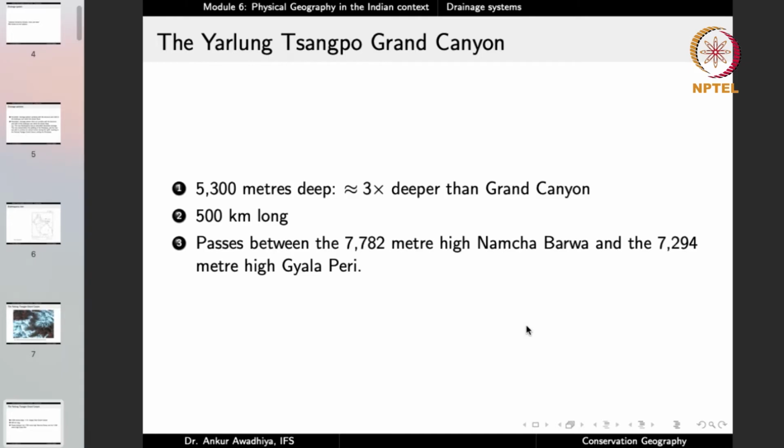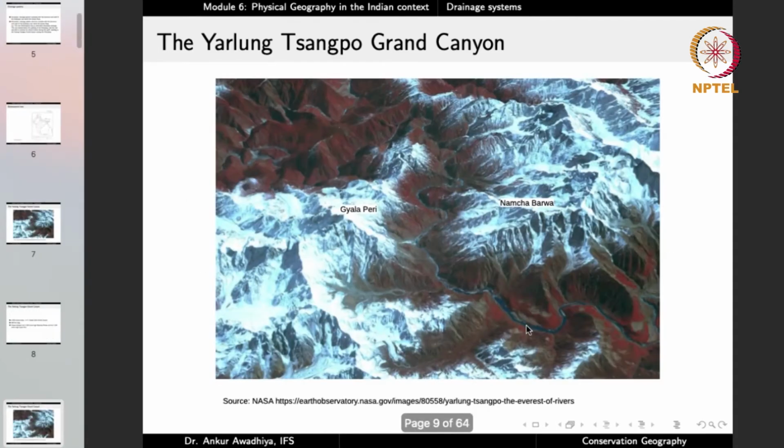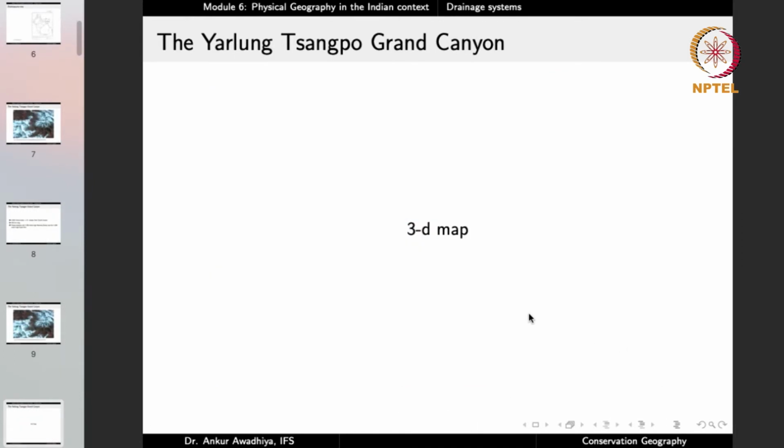The canyon is around 500 kilometers long, and it passes between the 7,782 meter high Namcha Barwa, which is the point where the Himalayas take a southward turn, and the 7,294 meter high Gyalaperi. So these are the two peaks. This is Namcha Barwa, and here we have the Gyalaperi.